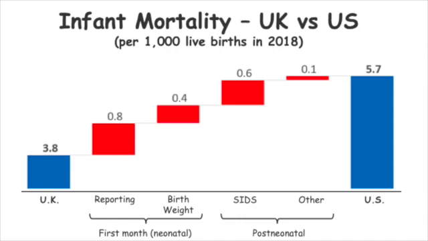Birth weight explains 0.4 of that remaining gap, meaning that we have a higher share of babies born either prematurely or to mothers who use tobacco, alcohol, or drugs. And the final major piece is sudden infant death syndrome, or SIDS, in babies older than 1 month old.